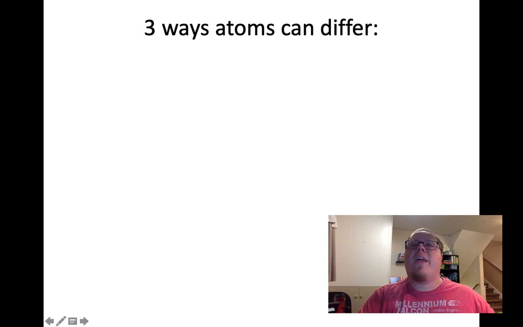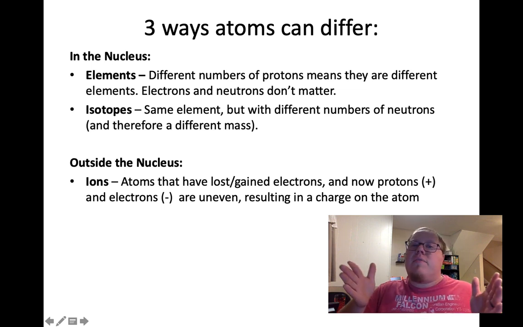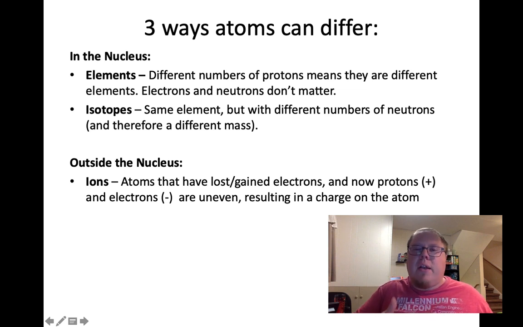So the 3 ways that atoms can differ. Quick summary here. Things that happen in the nucleus. Elements: you have different elements. This means you have different numbers of protons. Electrons and neutrons don't matter when determining what element it is. Isotopes: you have the same element, but they have different numbers of neutrons. So they have the same number of protons, and we assume the same number of electrons, but they have different numbers of neutrons, and therefore they're going to weigh different. They're going to have different mass.